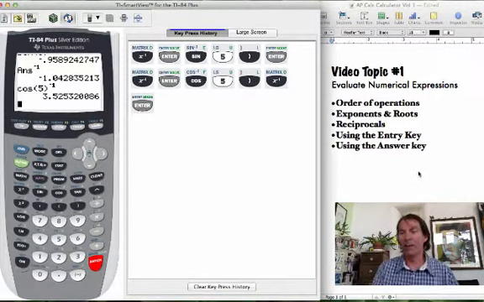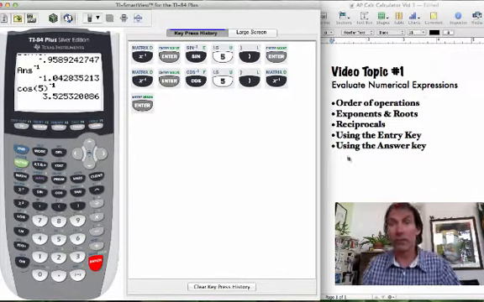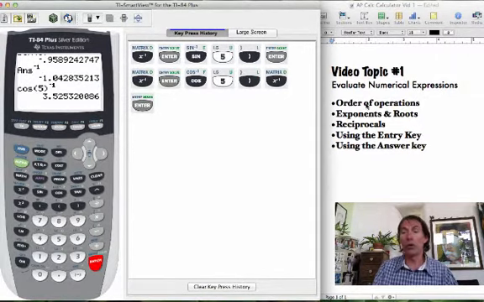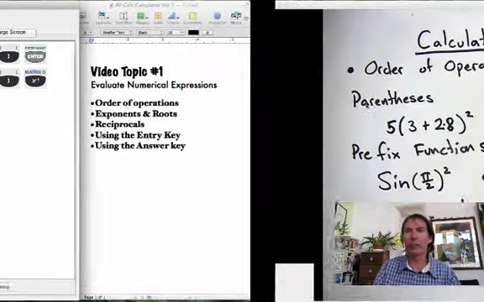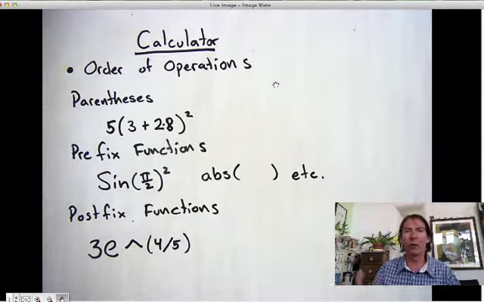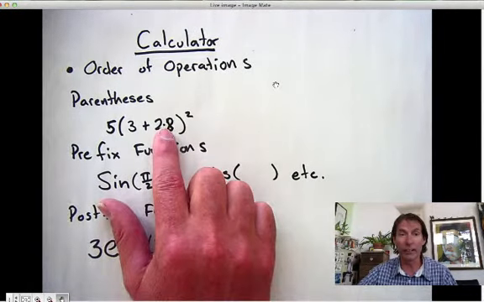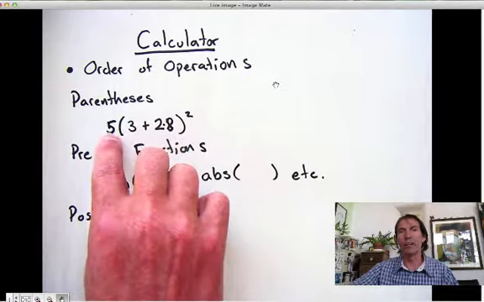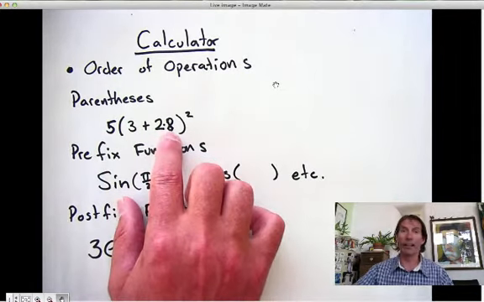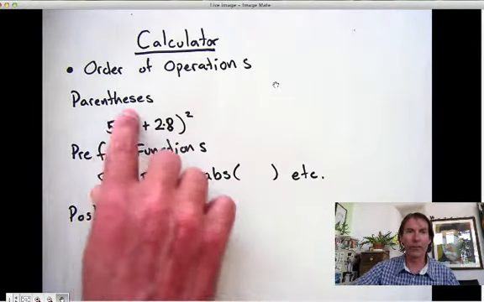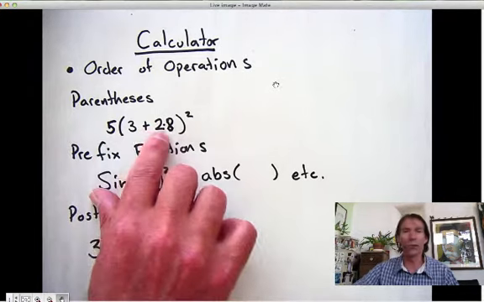So the first topic, this video, is evaluating numerical expressions, which just means getting the answer to an expression. The first thing I'm going to cover is the order of operations. It's important to know that on your calculator, the order is done a little bit differently than you would do it in your normal math class. However, the first one is just like you would normally do it.